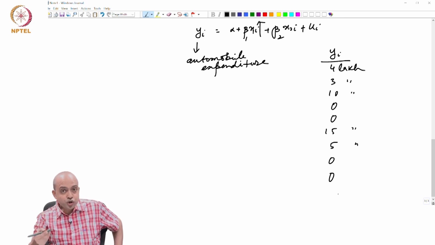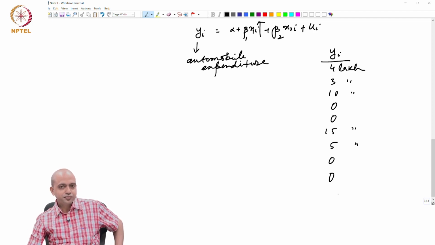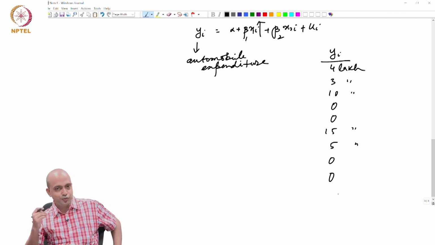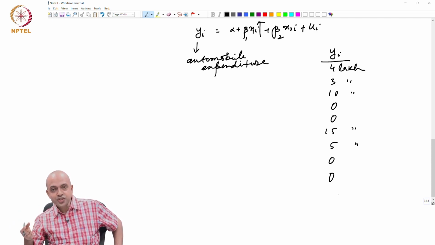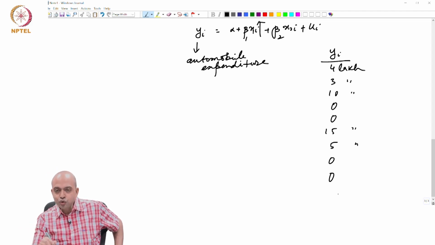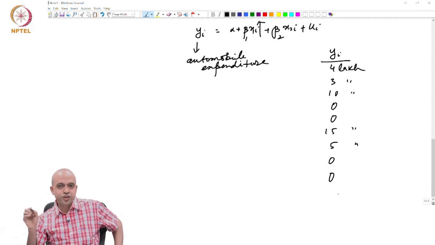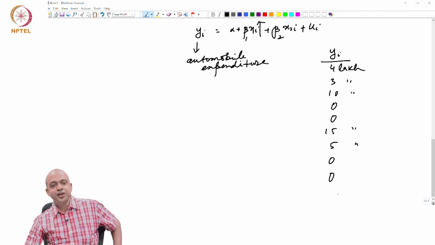So we will observe automobile expenditure only for those individuals who are actually having an automobile. Others, since they do not have any vehicle, their automobile expenditure is 0. If that is the case, how are you going to estimate the model? Are you going to delete those observations with 0 automobile expenditure? And if you delete the observations with 0 automobile expenditure, then your estimate is going to be biased.